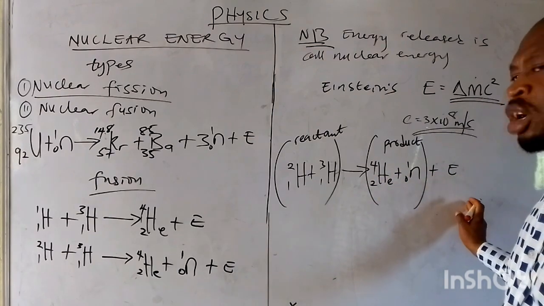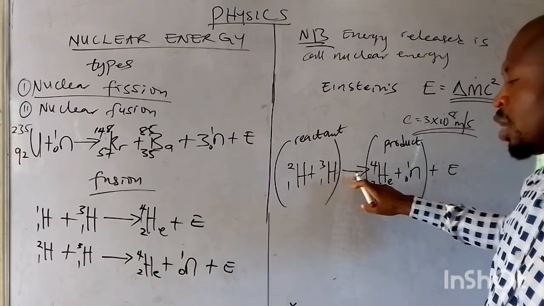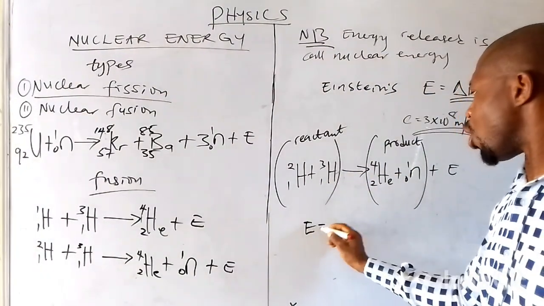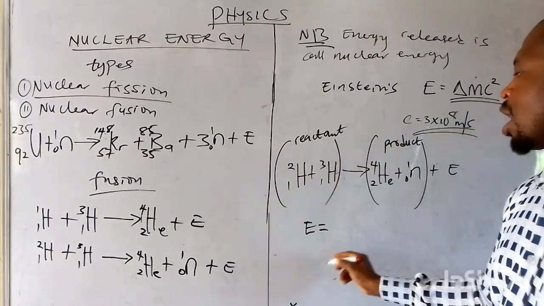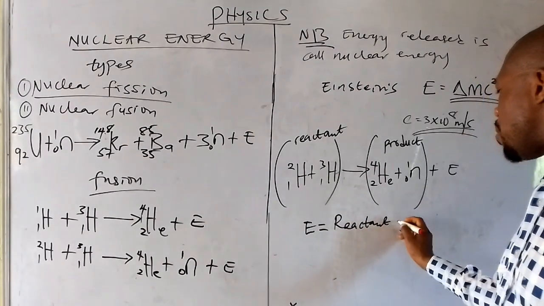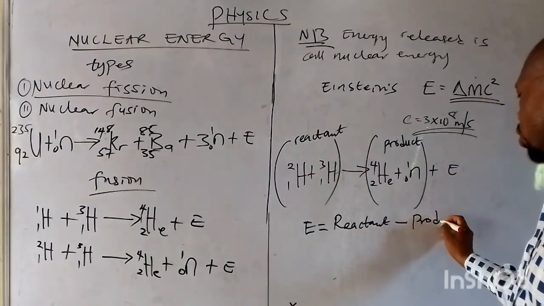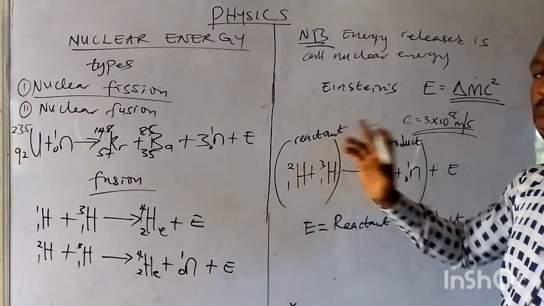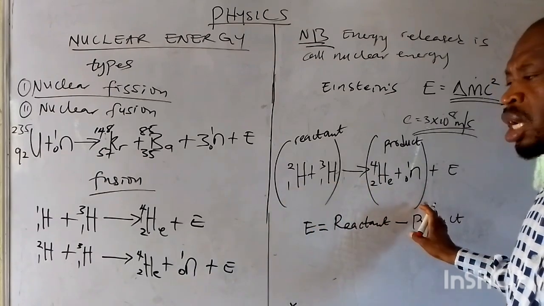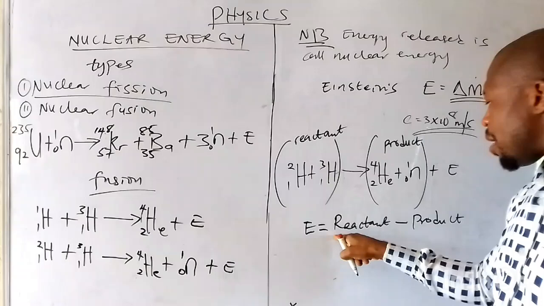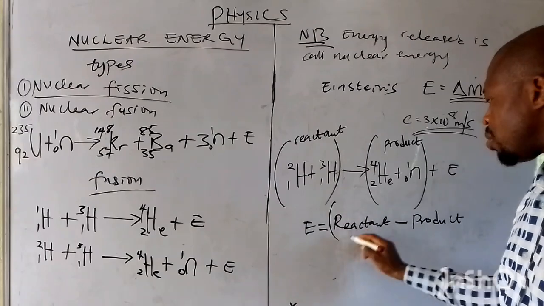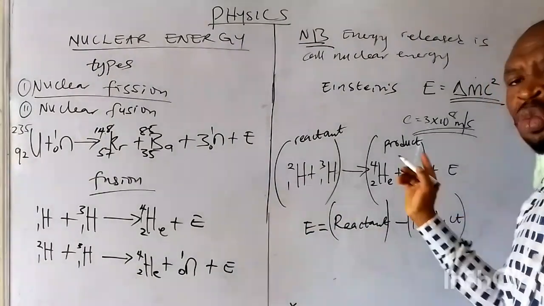So if we make E the subject now, remember this is an equality sign in mathematics, E will give us reactant minus product. Because for this one you'll be given the masses of all these elements. So if you are given the masses, you can now say mass of reactant minus mass of the product will give us this.